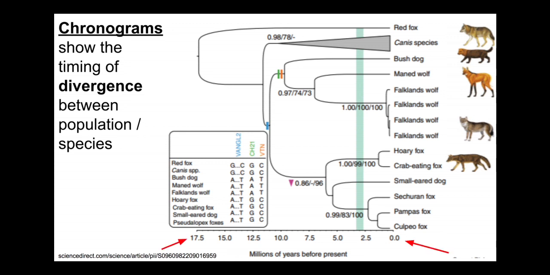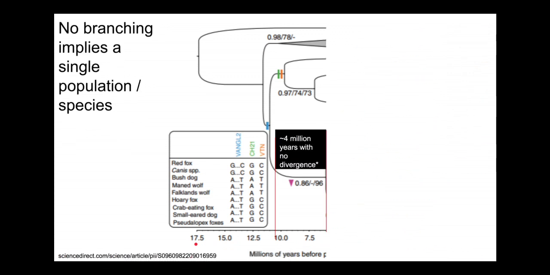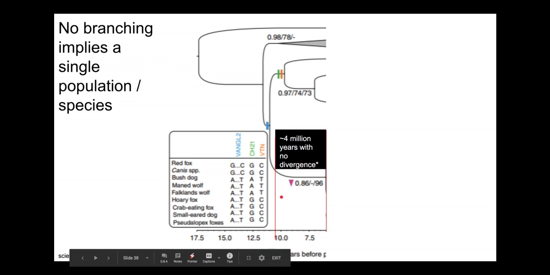The scale down here tells us that we're dealing with a time span. 0 is the present. This is 17.5 million years ago. We can look at the scale and we can see over which time period divergences happened. So in this clade down here at the bottom, there's a period from a little longer than 10 million years ago to around 7 million years ago, so 4-ish million years.